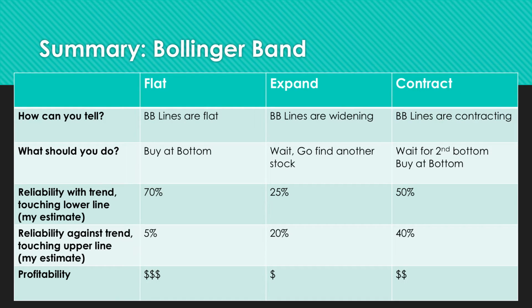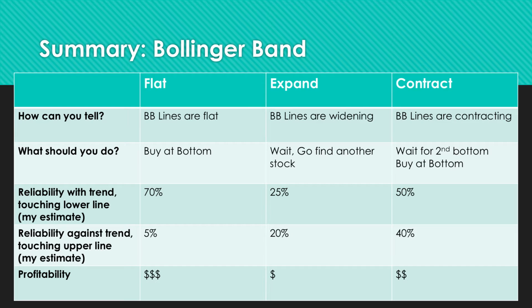So those are all the things you need to know about Bollinger Bands. Here's a quick chart that summarizes everything we have gone through for Bollinger Bands. So how can you tell? Flat: BB lines are flat. Expand: BB lines are widening. Contract: BB lines are contracting. So what should you do? Usually when flat, you should buy at the bottom. And I'll explain that in a bit, because it relates to contracting Bollinger Bands.